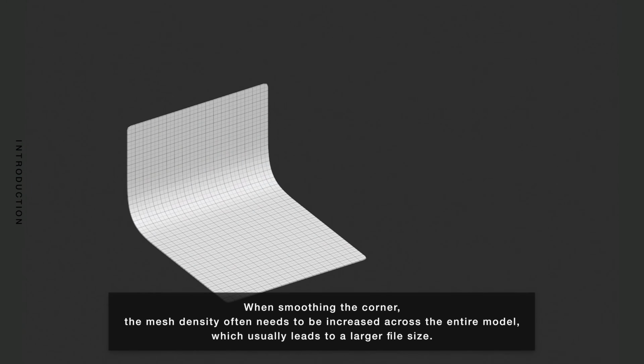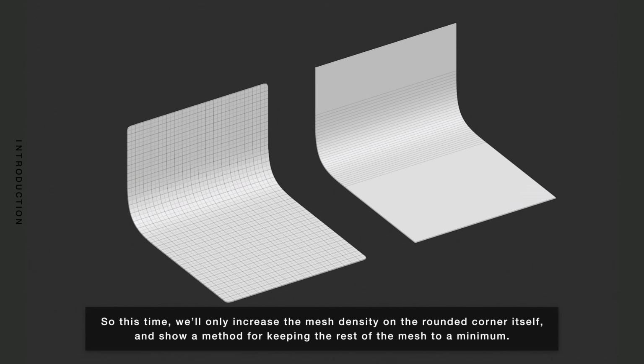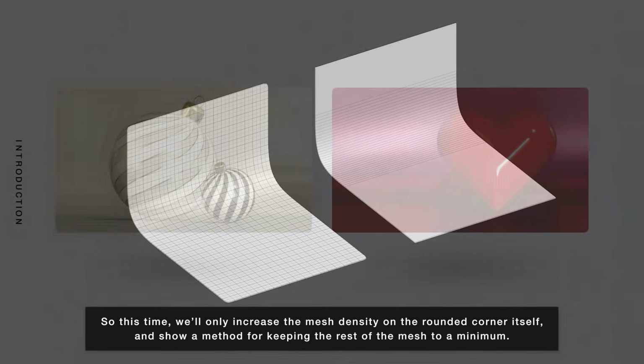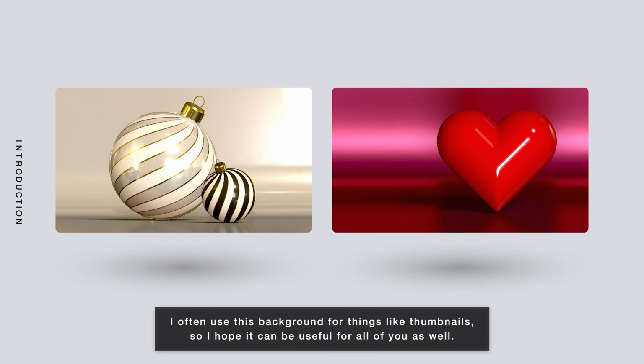When smoothing the corner, the mesh density often needs to be increased across the entire model, which usually leads to a larger file size. So this time, we'll only increase the mesh density on the rounded corner itself, and show a method for keeping the rest of the mesh to a minimum. I often use this background for things like thumbnails, so I hope it can be useful for all of you as well.